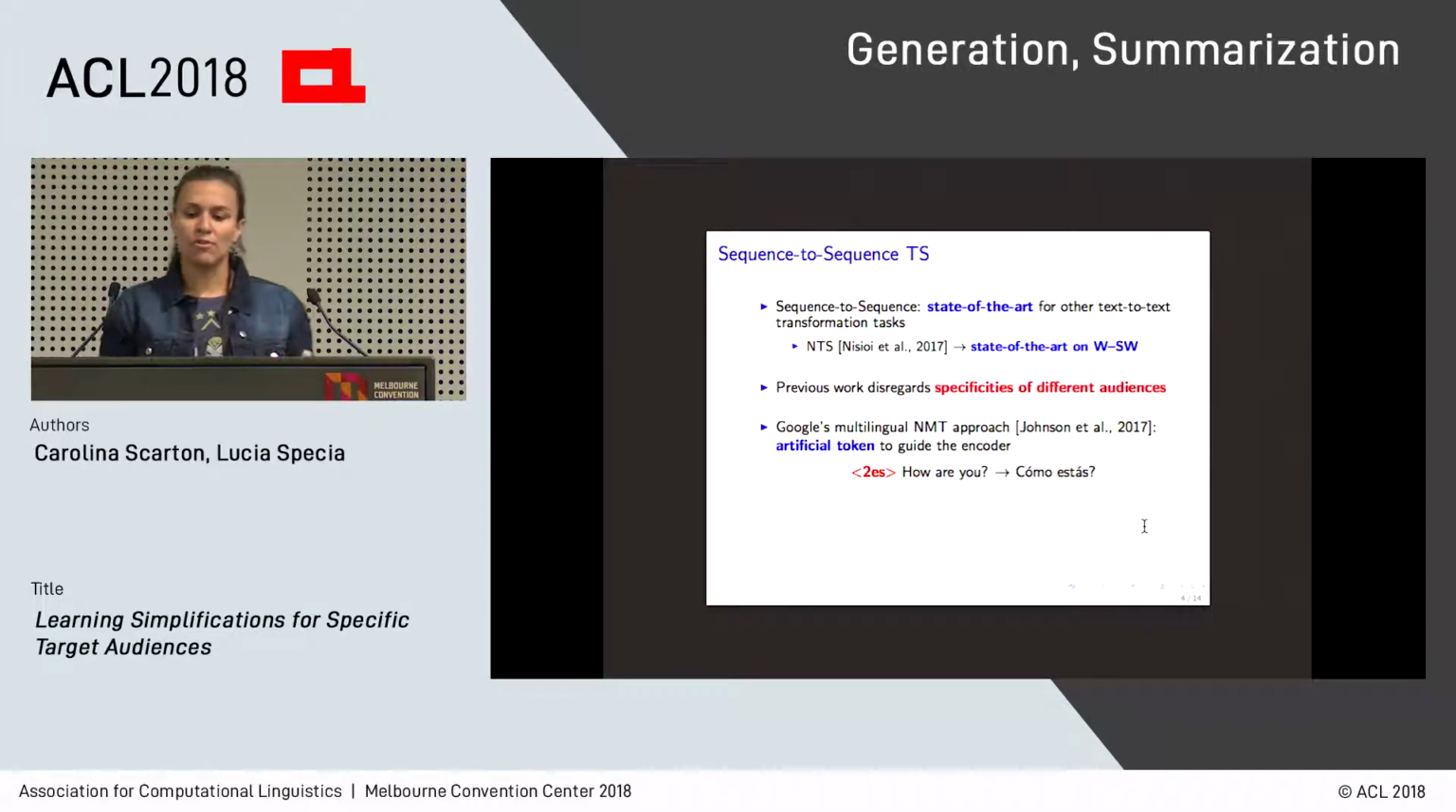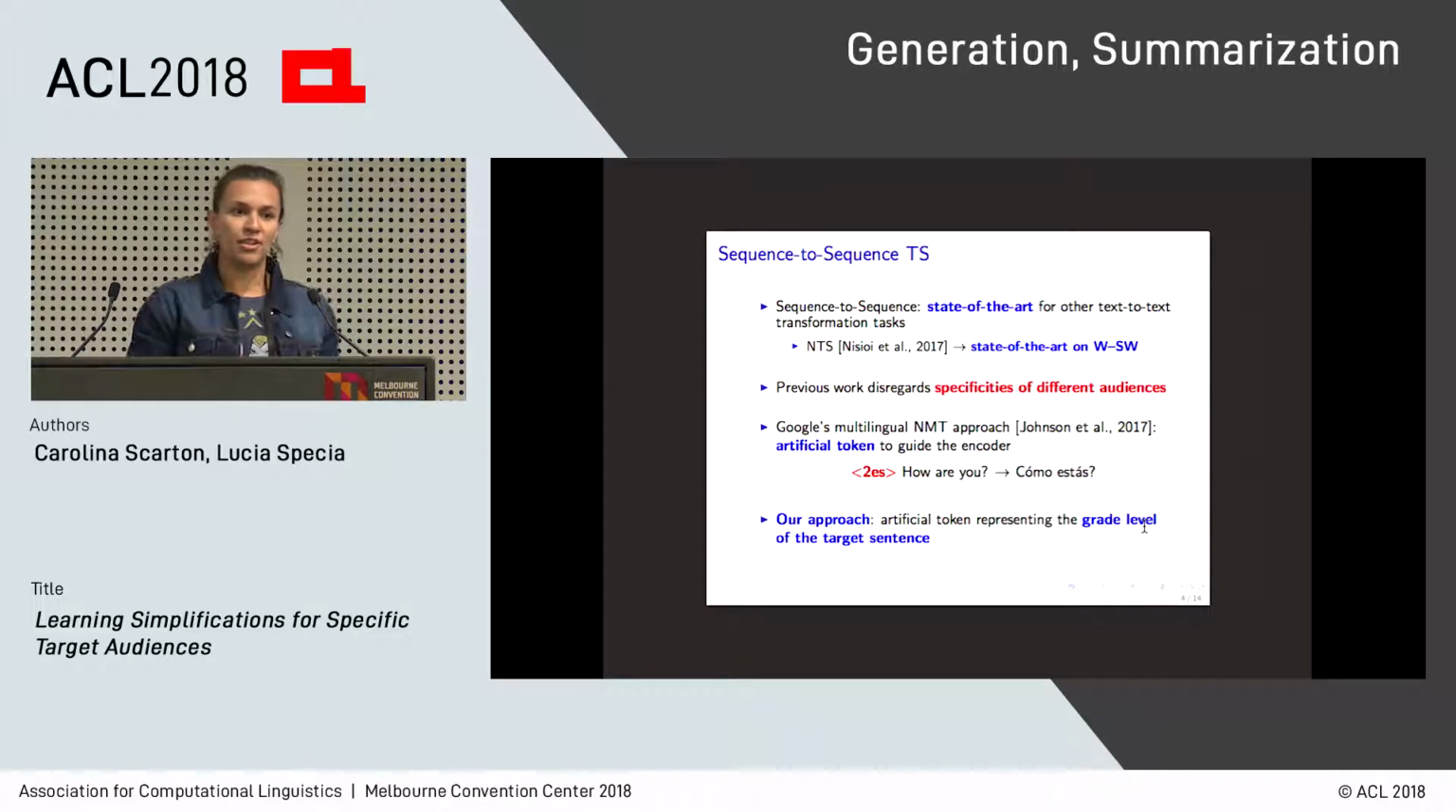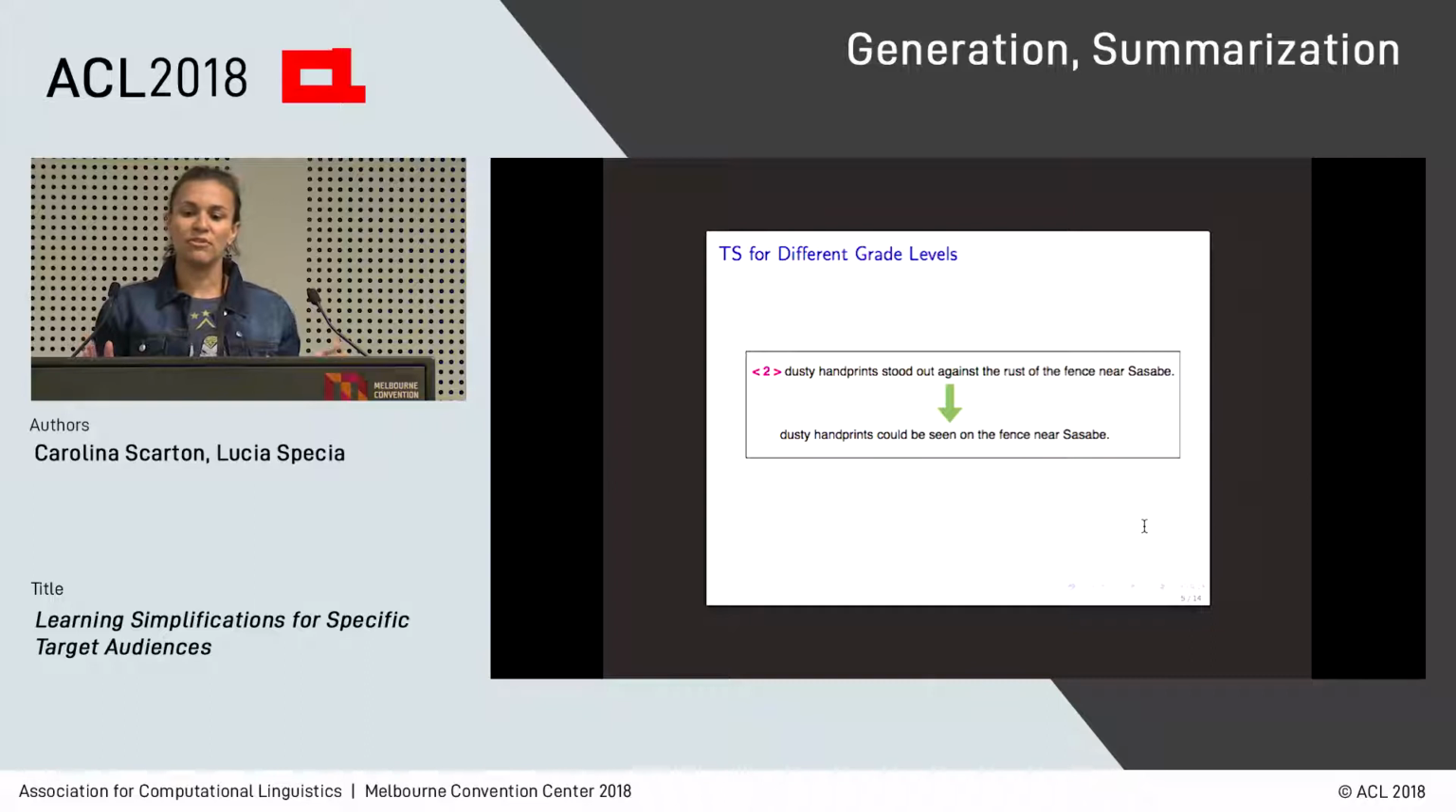Thinking about the Google multilingual neural machine translation approach from last year, what they did was use an artificial token to guide the encoder in order to do the machine translation. If I wanted to translate from English into Spanish, they added an artificial token at the beginning of the source sentence with a specific target language. So here, to Spanish, for instance. Our approach is to add an artificial token at the beginning of our source sentence to guide the encoder on the simplification of the target sentence. Basically, if I want to simplify the top sentence to grade level 2, I just add this information to the top sentence.